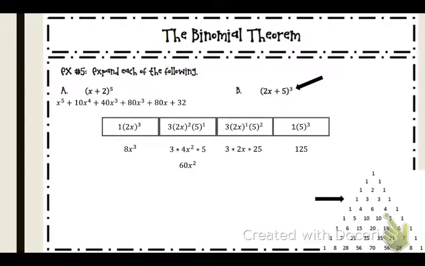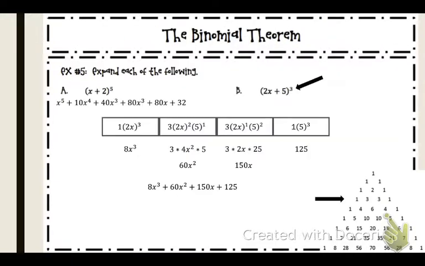And then 3 times 2 is 6. 6 times 25 is 150. And then we just finish adding these out, so it's 8x cubed plus 60x squared plus 150x plus 125. And then you're done. Okay?